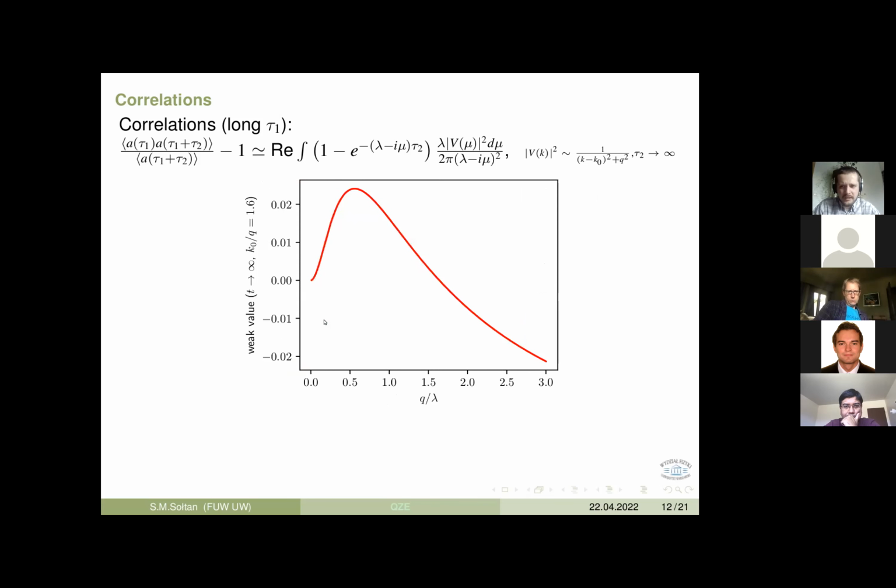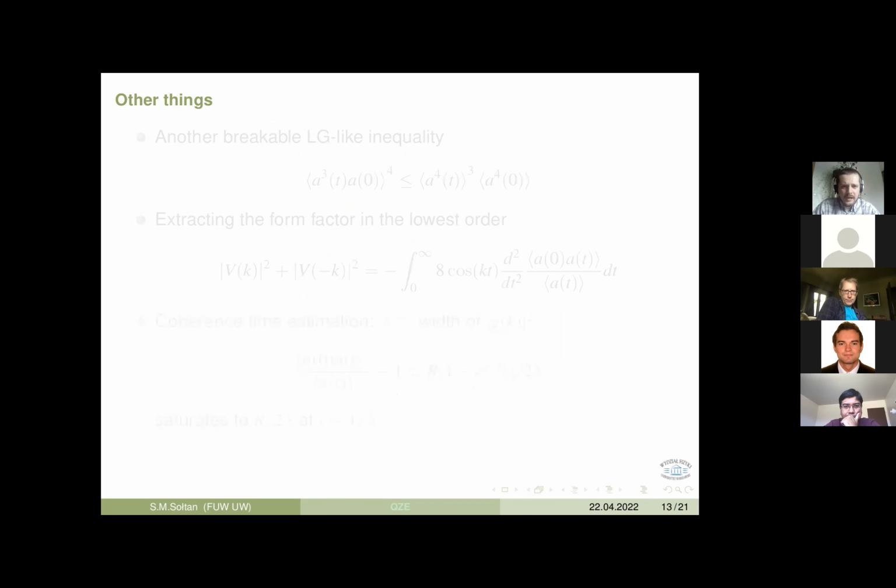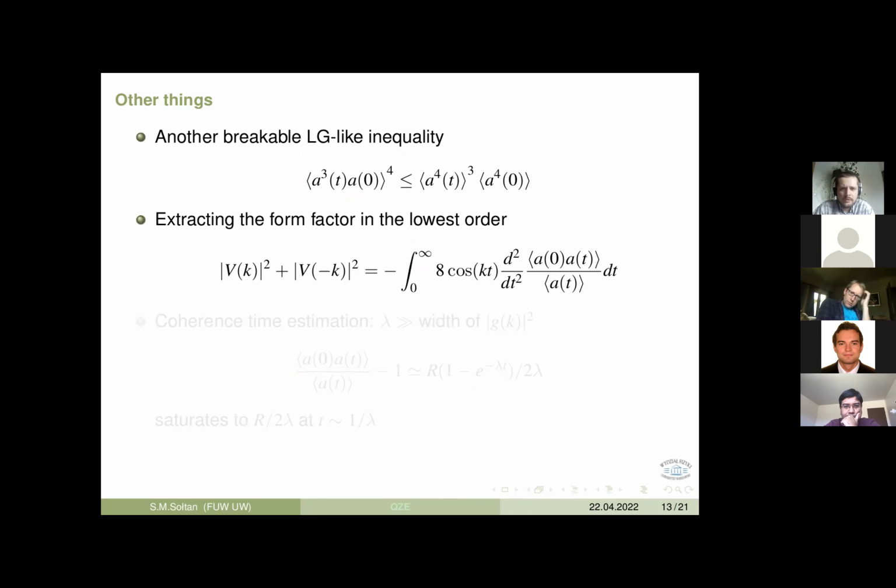This is a specific slice of the previous phase diagram of sorts for a specific value of k0 here in this form factor. And well, there are other things that could be done in this context. One could try to formulate another decayable Leggett-Garg inequality. One could notice that these strange values, these weak values, allow us to also recover how the form factor more or less looks like if they are measured.